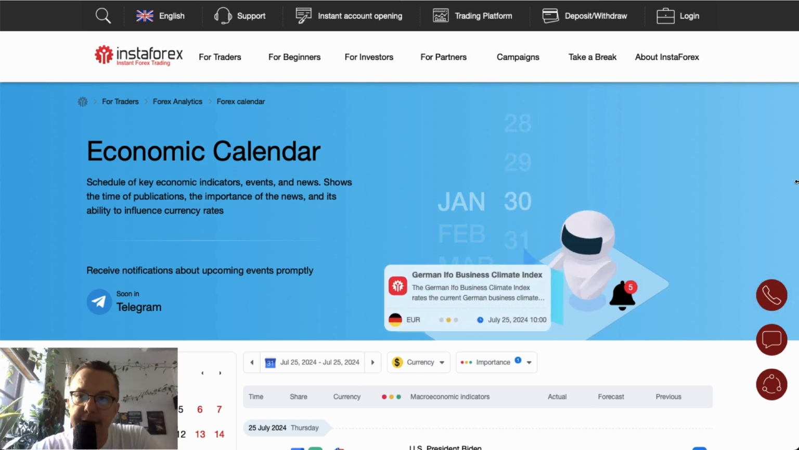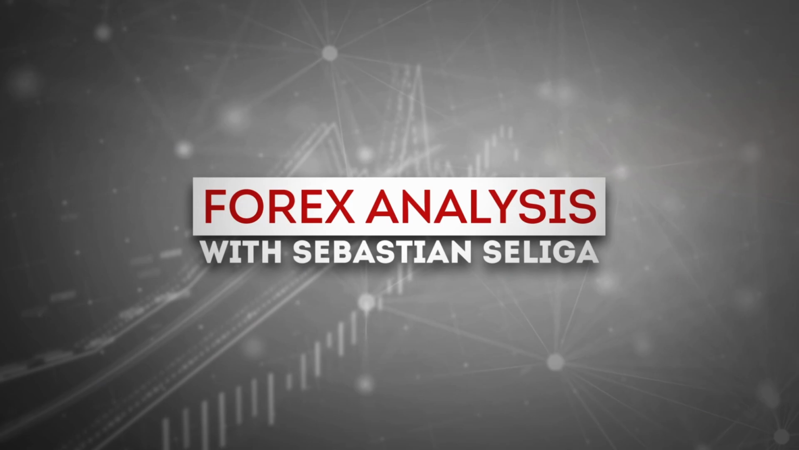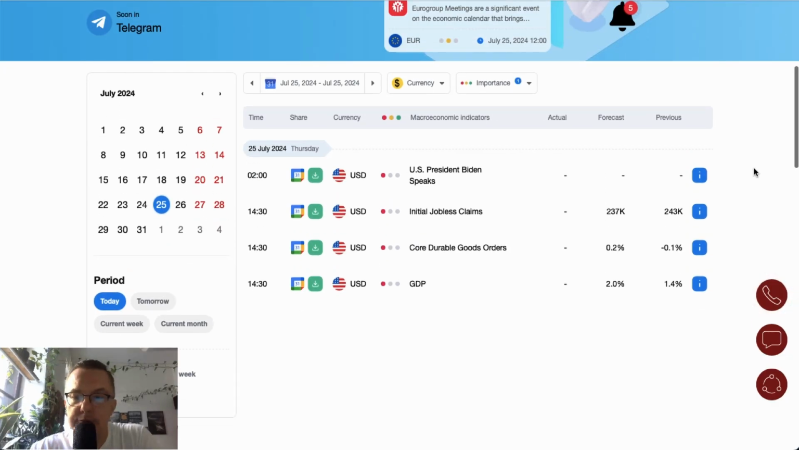Today is Thursday, July 25th, 2024. Let's find out what's going on the economic calendar today. For today I have only the most important events, and they are rather important because, as you can see, there are a few of them, and all of them take place during the New York session, the US session.